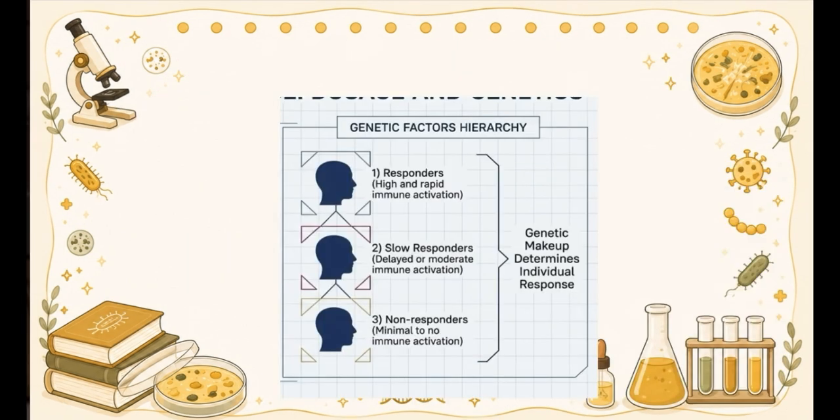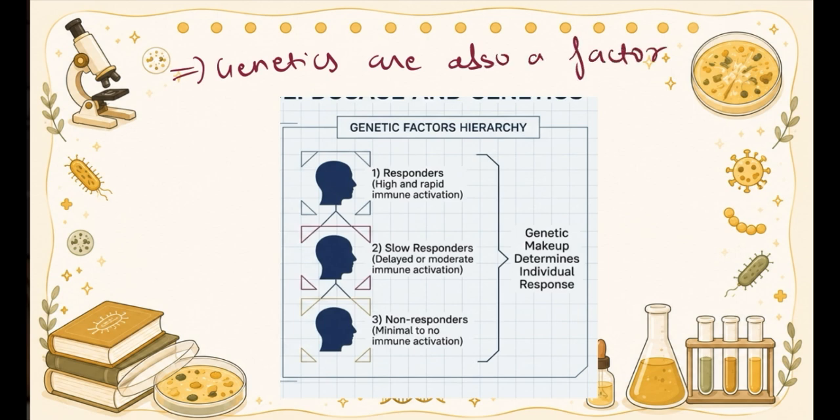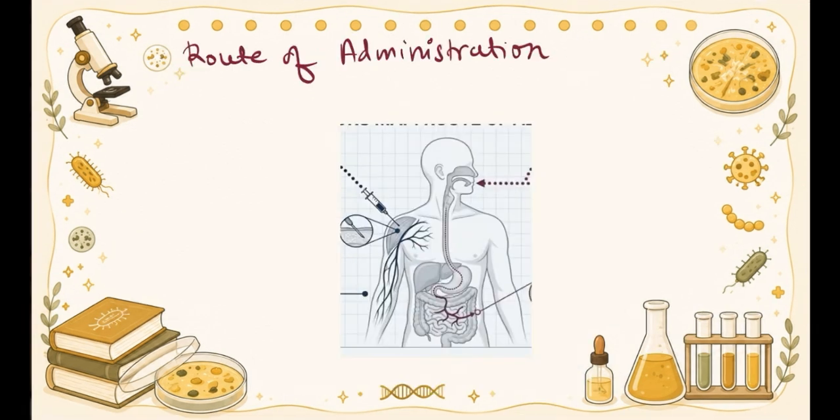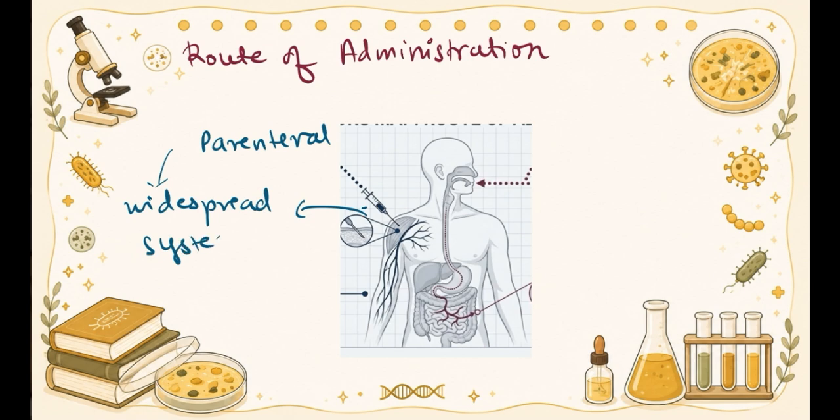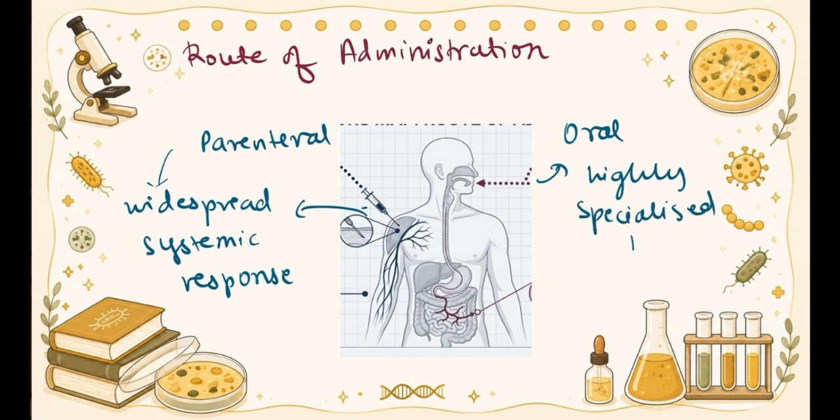Furthermore, every single individual's genetic makeup naturally dictates whether they'll be a rapid responder, a slow responder, or a non-responder. The route of administration, the specific entry vector, also fundamentally changes the response. The parenteral route, which is typically an injection, is generally superior for creating a widespread systemic response. By contrast, the oral route is highly specialized. It specifically induces the localized production of IgA antibodies right in our mucosal linings.